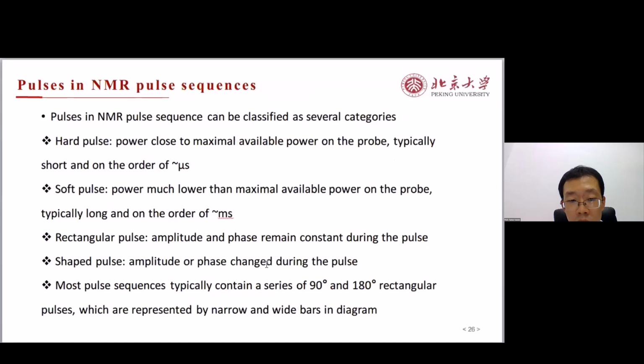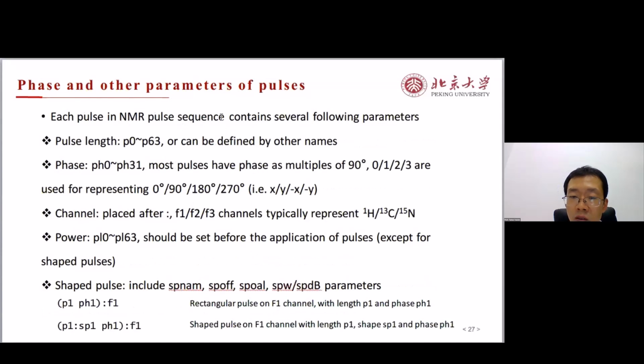Okay, so each pulse is defined by several parameters. The first one is the length of the pulse. In Bruker, the parameters P0 to P63 are used to define the length. Also, for each pulse you need to define the phase, which is defined by PH0 to PH31. In most cases, the pulses have phases as multiples of 90 degrees. The numbers 0, 1, 2, 3 represent 0, 90, 180, and 270 degree pulses. The channel is placed after the colon. Usually F1, F2, F3 mean proton, carbon, nitrogen channels. The power also needs to be set properly, which is defined by PL0 to PL63.